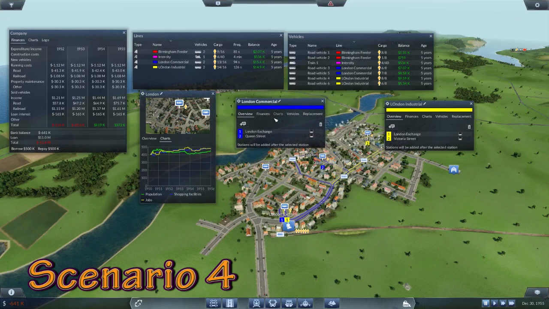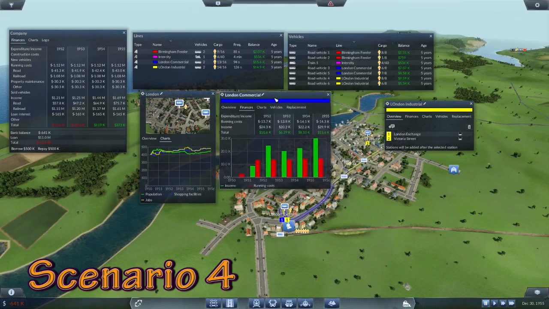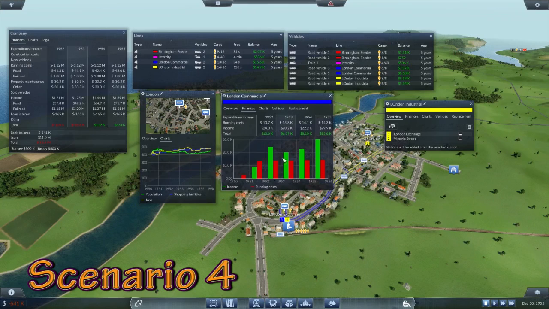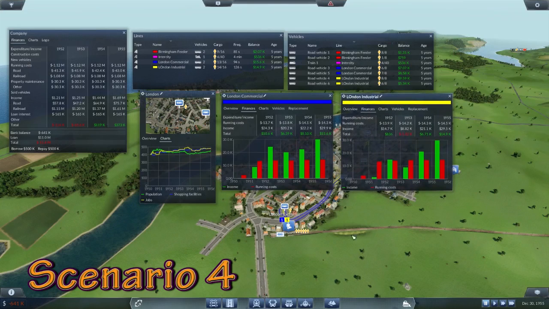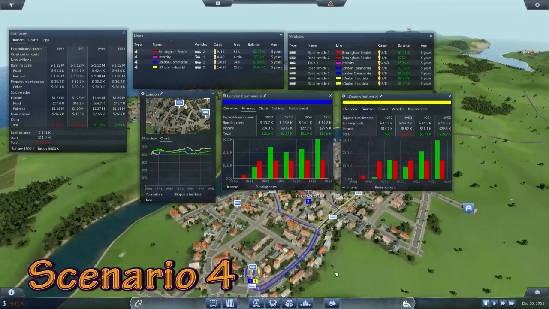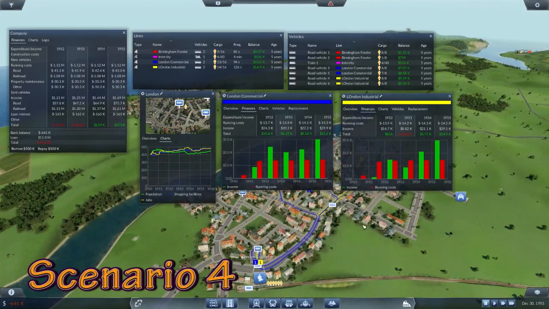So let's look at the finances then. So yeah, the commercial was in profit quite early. Again, a dip as the town knocked down the houses. And the industrial route, that took longer because it was a longer route, I think, all the way down there. But again, that is turning a nice healthy profit. They're pretty much of a muchness now at the end of this scenario sequence.